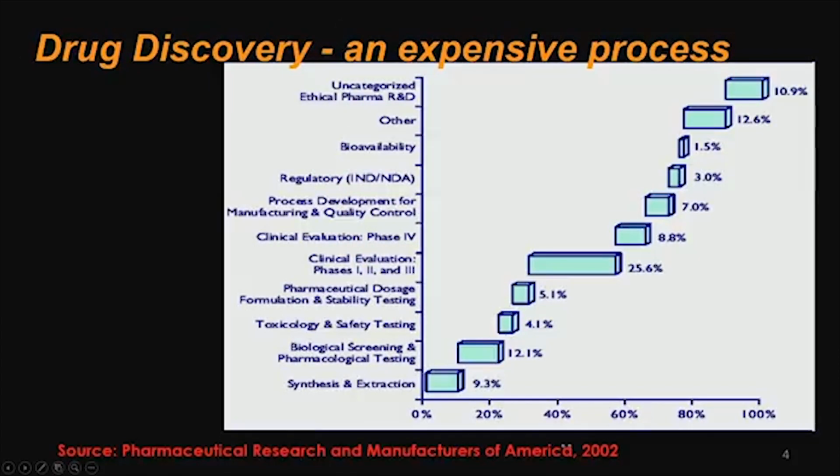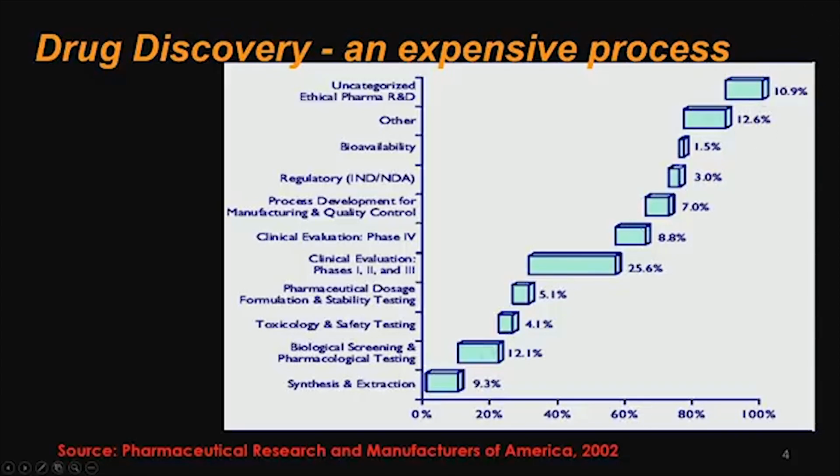This is taken from this particular reference here. As you can see, synthesis and extraction: if you are a chemist you may be synthesizing a new molecule, and if you are using natural products you may be extracting. Then we are going to test it against maybe an anti-cancer drug or anti-inflammatory drug or diabetes related. So biological testing, then we have toxicological studies, pharmaceutical dosage formulations, then comes the clinical evaluation on humans, and then phase 4 trials. Process development, because you need to manufacture in large quantity, and then we need to get approval from the regulatory authority, looking at bioavailability and so on.